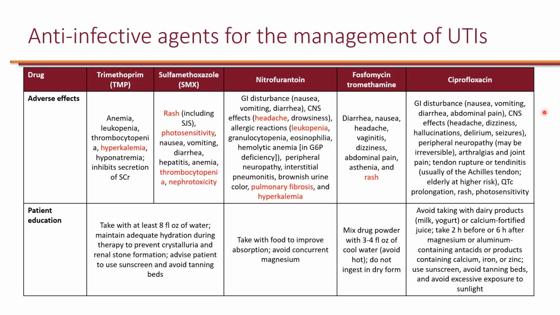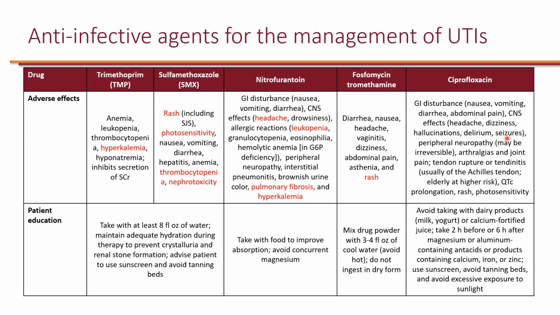Now, a lot of bad things happen with fluoroquinolones in general. So let's focus on ciprofloxacin. With ciprofloxacin, like many antibiotics, GI disturbances can occur: nausea, vomiting, diarrhea, abdominal pain. But with fluoroquinolones, you can also have CNS effects like headache, dizziness, hallucination, delirium, and in some cases, seizures have happened, including in patients who had underlying neurological disorders, and also patients who were taking NSAIDs.